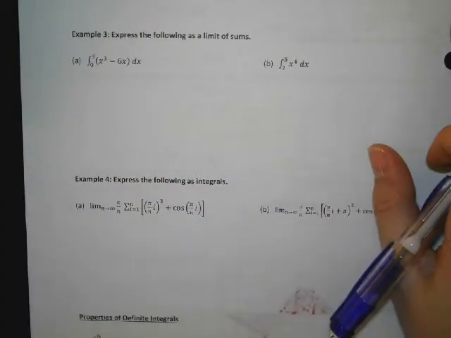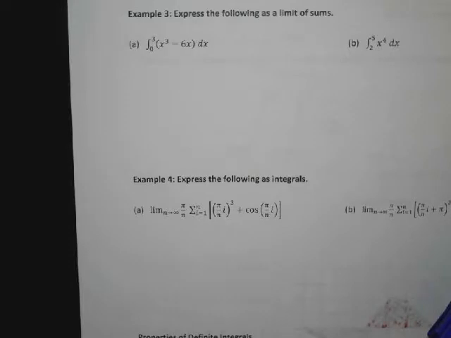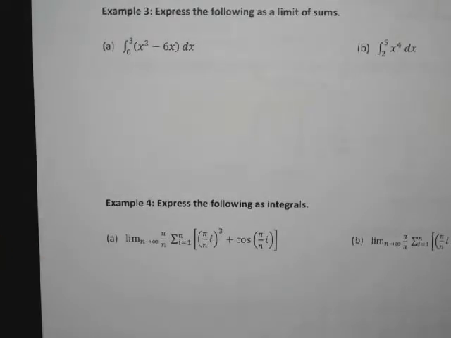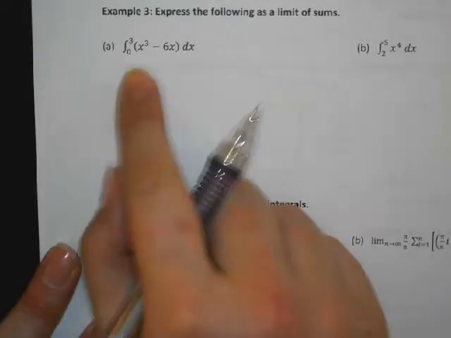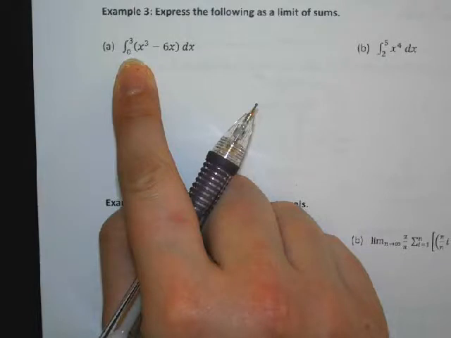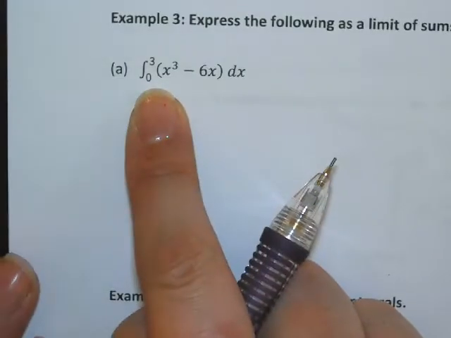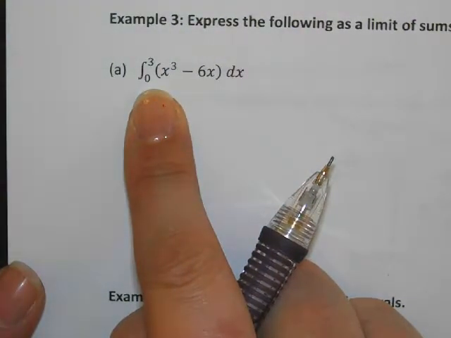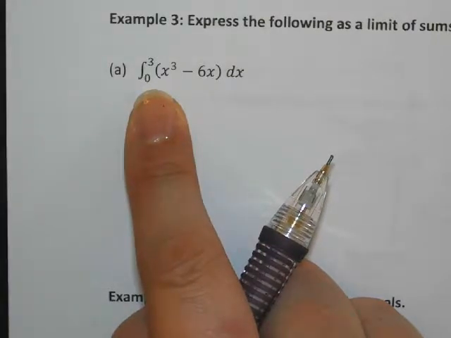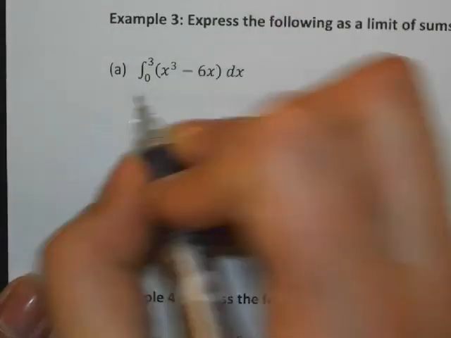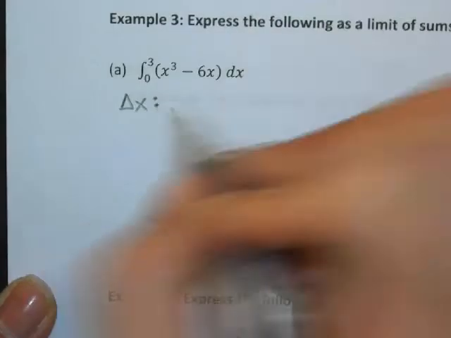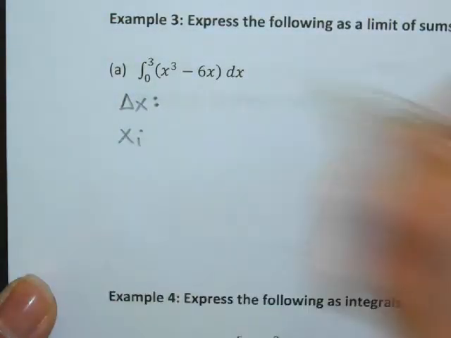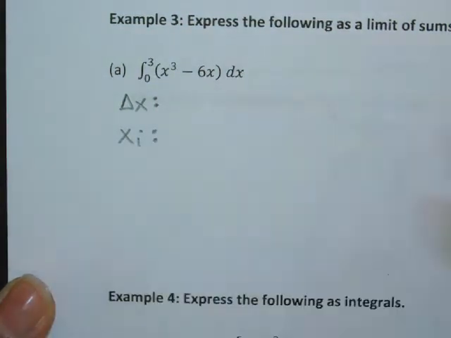Okay, go ahead and flip the page. All right, so the next two examples are going to show us going back and forth between the two notations. Okay, so this one gave us the definite integral, and they want us to write it as a limit of sums. So that means that we need to be able to find our delta x, and we need to be able to find our x sub i. Those are the two things that we always need so that we can write the limit of sums.